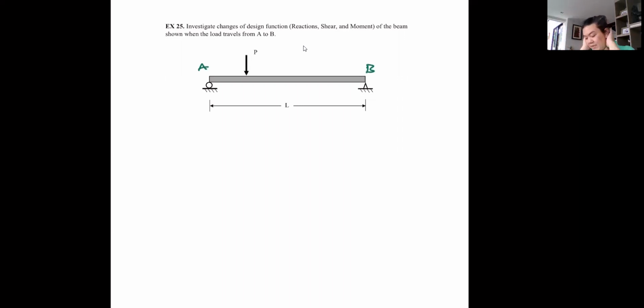So let's say we have the load like this, and then we have the beam, just a simple beam. So you may view these two supports as two people carrying a basket, and this basket moves around. So let's say when the load P is right at the support A, on the left.